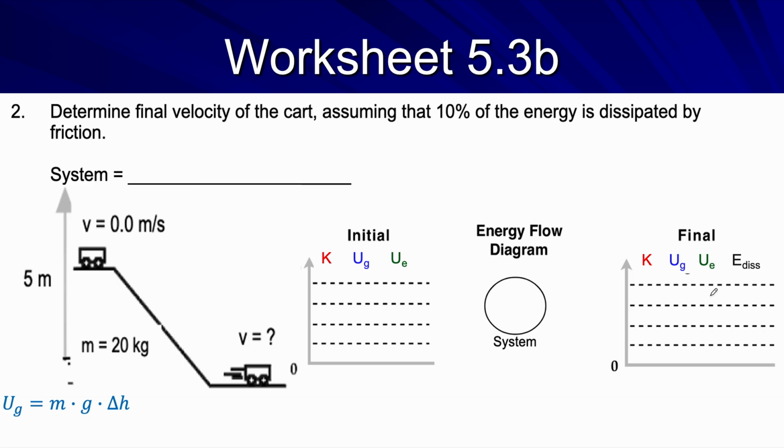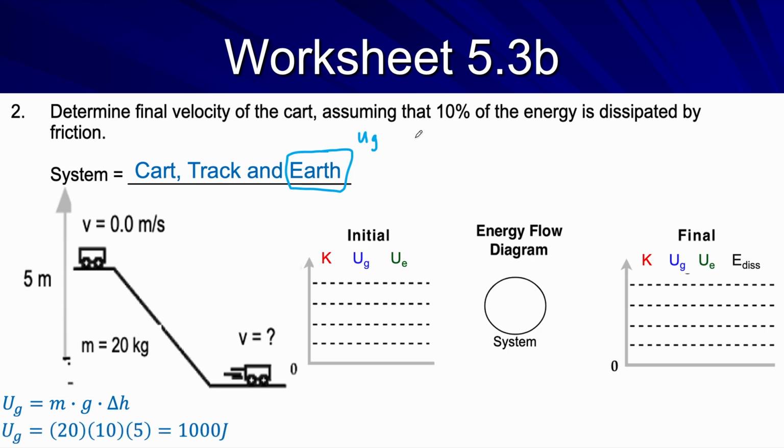Take a look at this second problem. Determine the final velocity of the cart, assuming that 10% of the energy is dissipated by friction. So we start out with gravitational potential energy. I'm going to define my system as the cart, track, and the Earth. Now, a quick note on the Earth. We need the Earth if we're going to talk about gravitational potential energy. Without the Earth, we have no reference, nothing pulling down on it. If you just had the cart, you can't have gravitational potential energy. This is important.